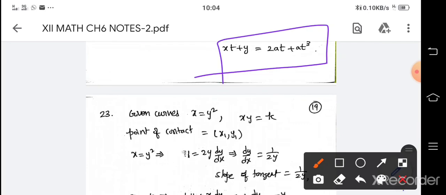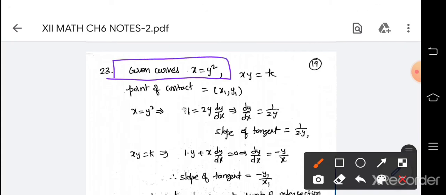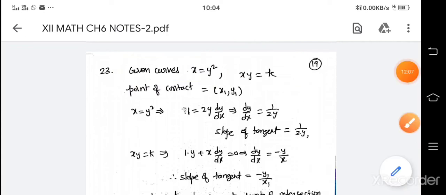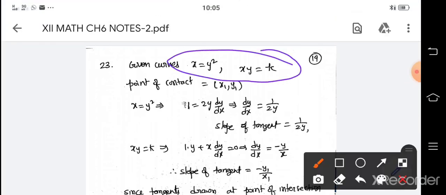Next, 23rd question. Given curve is x = y square. And xy = k. Those are the two given curves which meet perpendicularly. Then find the relation between them, or prove that 8k square = 1. So what is the question? Prove that the curves x = y square and xy = k cut at right angle when 8k square = 1. We should prove this one.